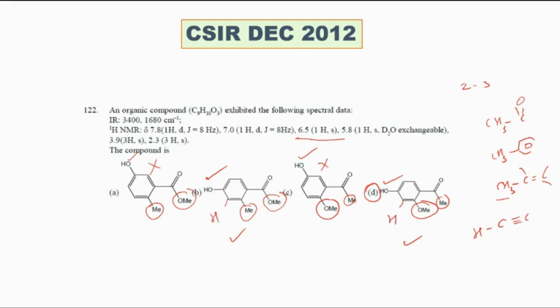Okay, next. From the IR value, we can eliminate option B, ma'am. So why does the IR value eliminate option B?